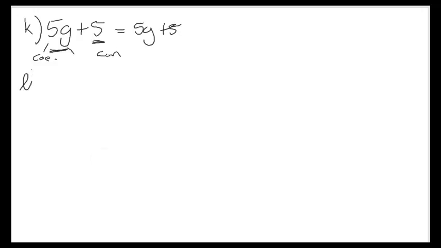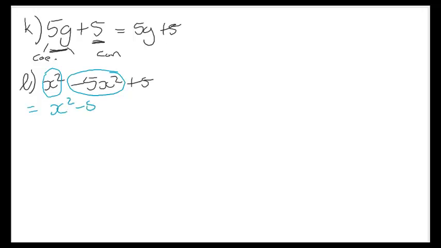Next up, question L says x squared minus 5x squared plus 5. If I'm looking for like terms, I notice that I have x squared over there and I have negative 5x squared. So this is going to be equal to x squared minus 5x squared in brackets plus the constant 5.